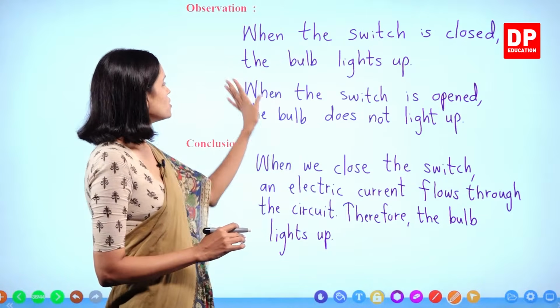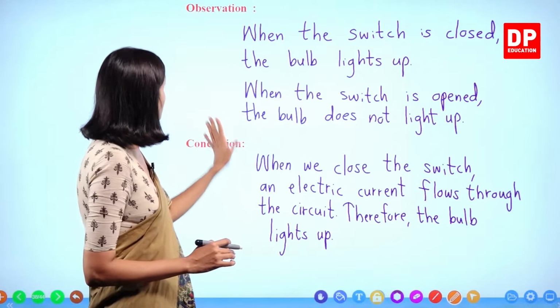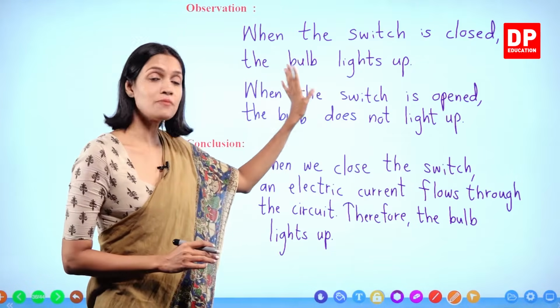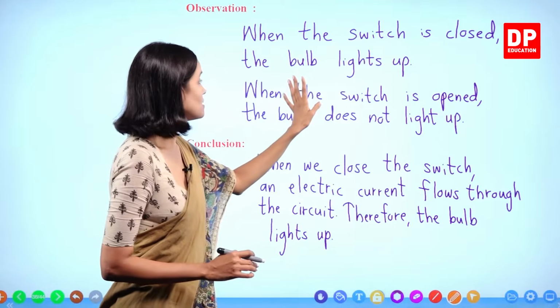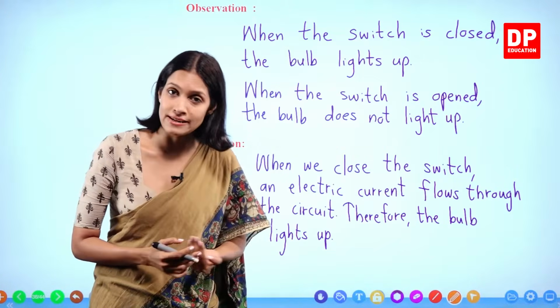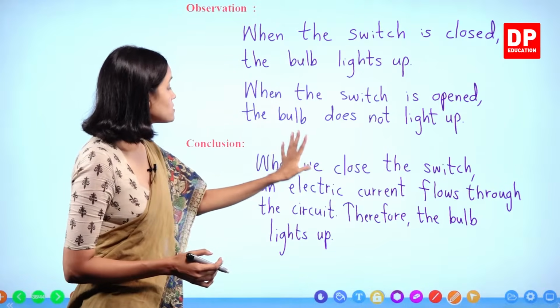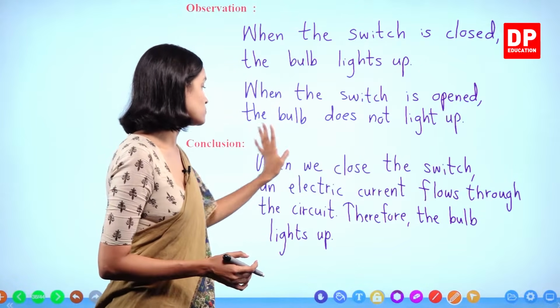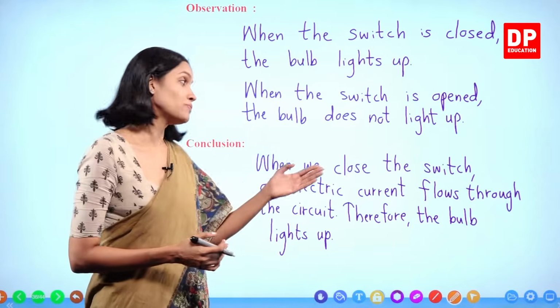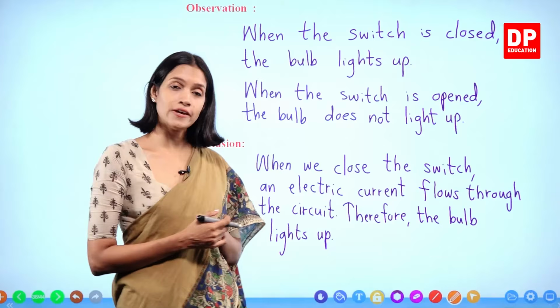Okay, children? So, the observation is when we close the switch, the bulb lights up. When we open the switch, the bulb does not light up. For the bulb to light up, there should be a flow of electricity. So when we close the switch, an electric current flows through the circuit and therefore the bulb lights up. So I hope you understood how a basic circuit functions. Okay, children?